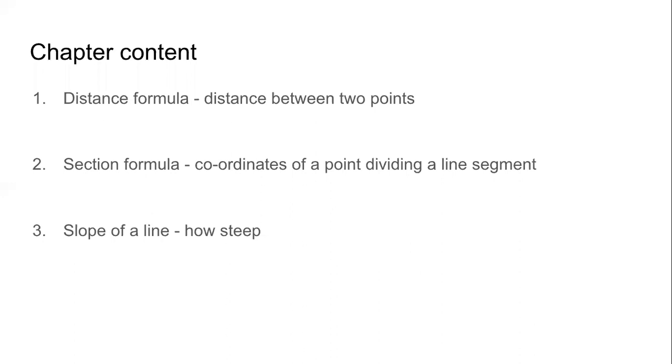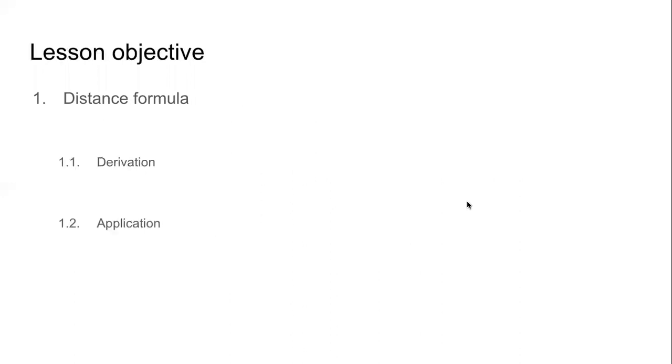And slope of a line. Slope of a line means how tilted that line is. How steep. How much of an incline, more incline, less incline, and in which direction the incline is. These are the 3 things. So we will start from the first thing, which is the distance formula.